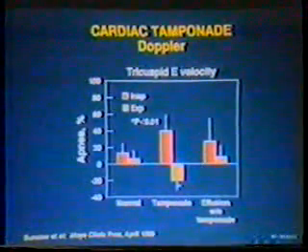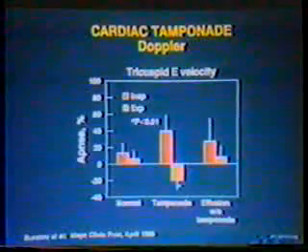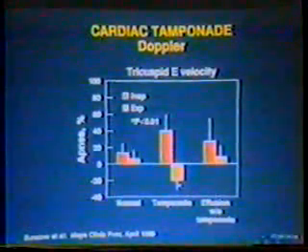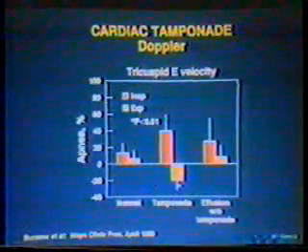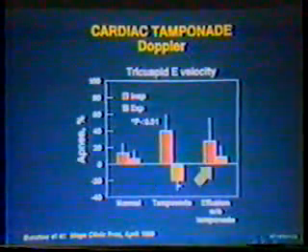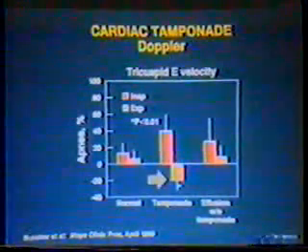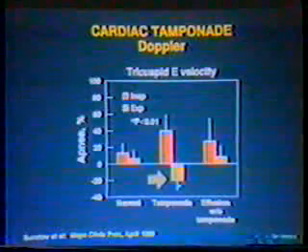While not as dramatic, the reciprocal respiratory changes in tricuspid e-velocity still separate the patients with tamponade from those without tamponade. Most impressive is the decreased e-velocity with the first beat of expiration.